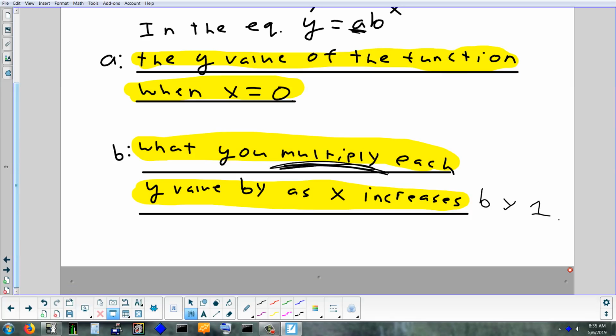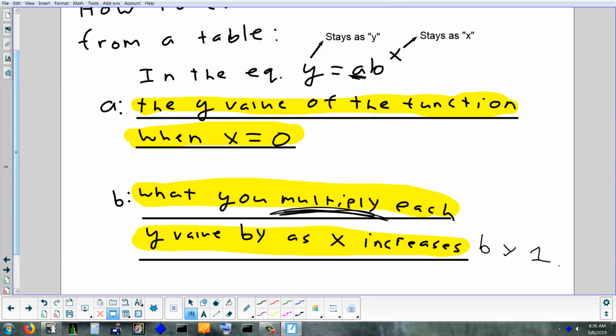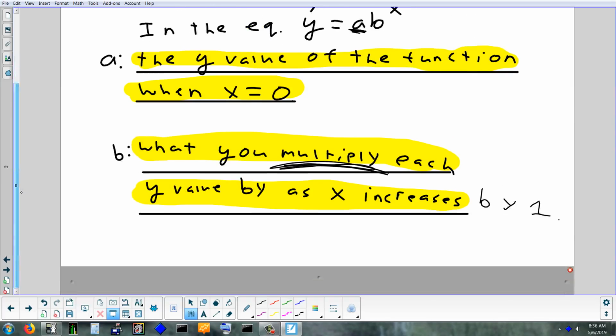And notice right there, it says multiply. It doesn't say add. So if you find a pattern where you're adding each time, then that's different. That's not going to be this formula. That would be like what we did back in the beginning of the year. That's y equals mx plus b. We're mostly going to look at patterns where you multiply each time.